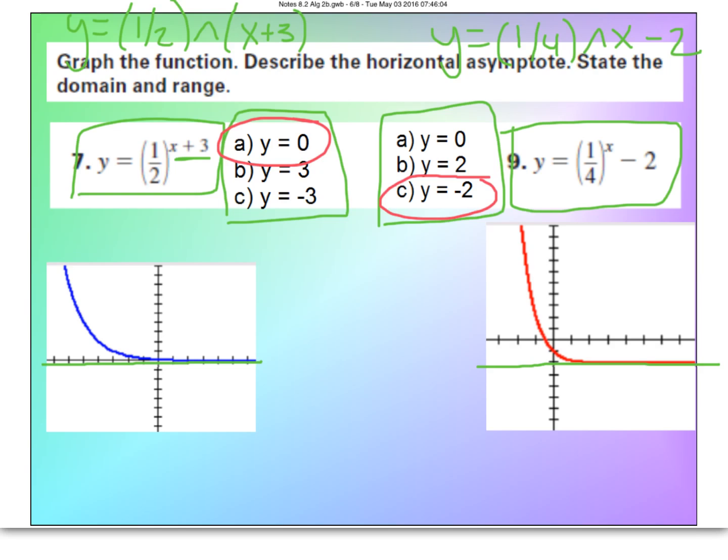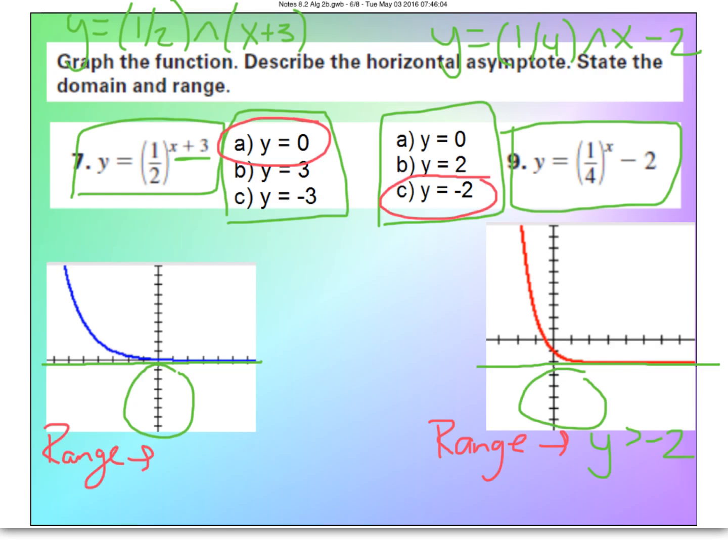Let's also state domain and range. Remember, the range is the y's. So as you look at this graph here, there's nothing for these negative y's. The y values on the graph don't start until beyond -2, so it's all the y's greater than -2. The range over here, again, we have no activity down here in the negative y's. Right above 0 is when the y's start showing up, so here we're going to say it's the y's greater than 0.